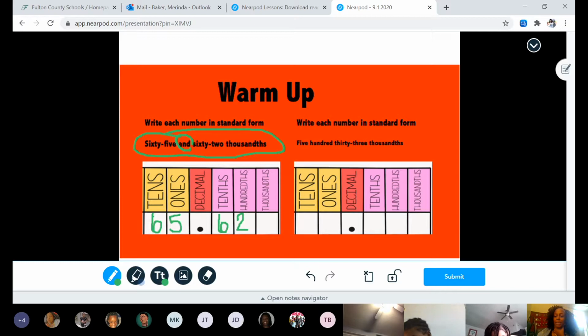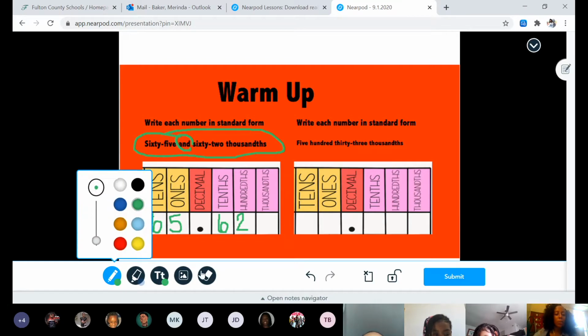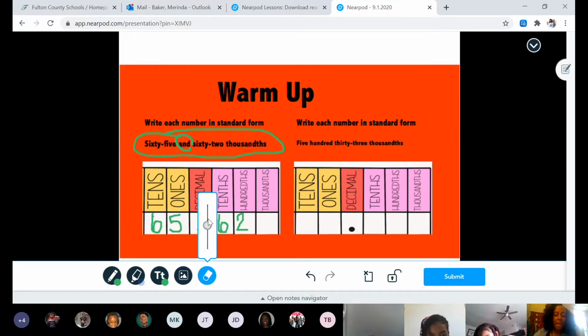All right, let me see. Paradise, why is this not right? What did I do wrong? Because it says thousandths and it's not a digit in the thousandths place. You are completely right. I only put my 2 into the hundredths place. That's not correct, so I'm going to have to erase that.